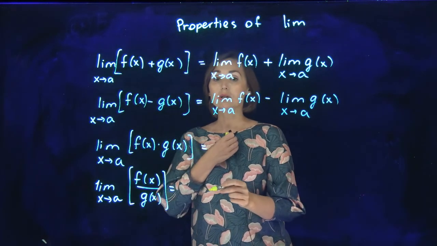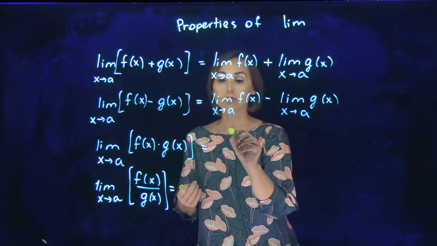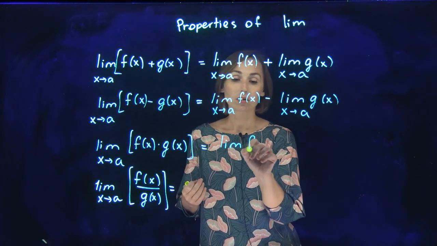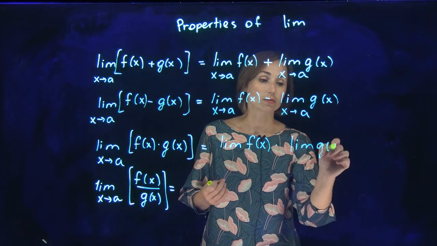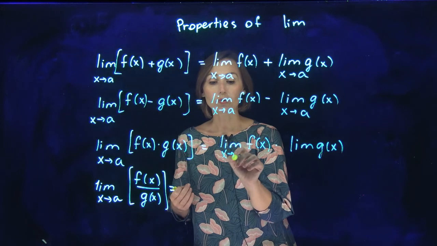Limit of the product. The limit of the product will be the product of the limits, the limit of f at x times the limit of g at x. Again, x approaches a.